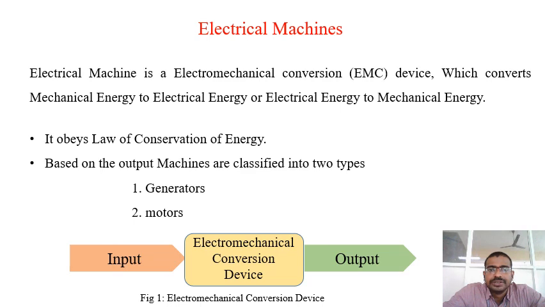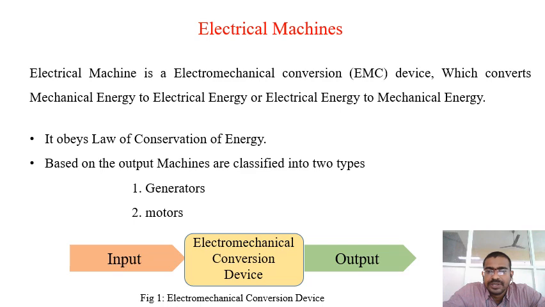Coming to the electrical machine, an electrical machine is an electromechanical conversion device which converts mechanical energy to electrical energy or electrical energy to mechanical energy. During this conversion process, the device obeys the law of conservation of energy. The law of conservation of energy states that energy can neither be created nor destroyed during the conversion process, or when transferring from one form to another.